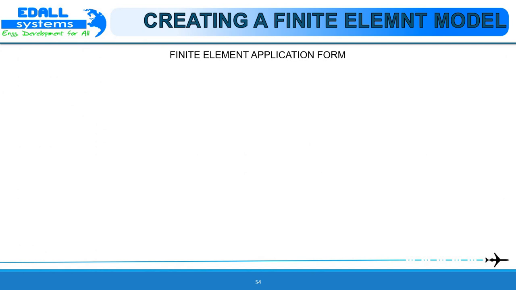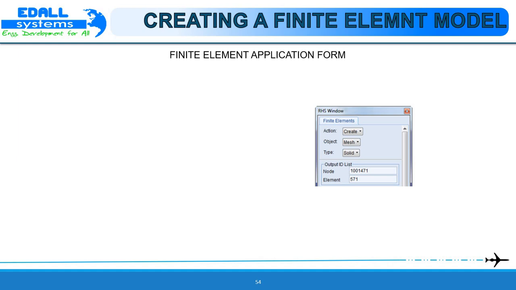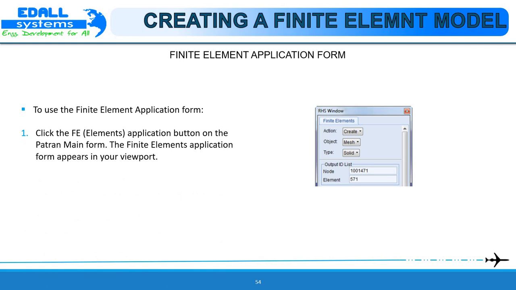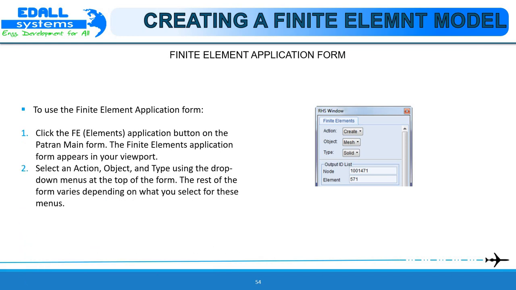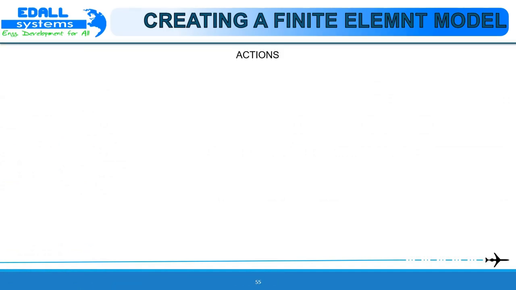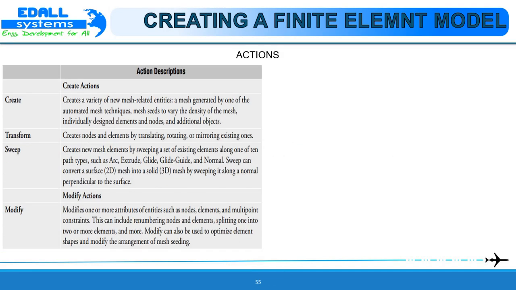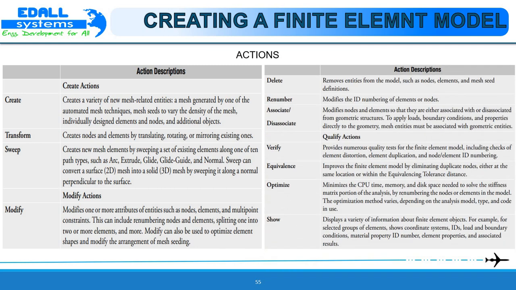Finite element application form. The finite element application form provides numerous action, object, and type combinations that create, modify, and qualify the finite element model and facilitate valid analysis results. To use the finite element form, follow the steps given on the screen. Action. The action creates, modifies, and qualifies all the mesh-related objects. The table that follows describes the actions shown on the finite element application. Please pause the video and have a glance at it.